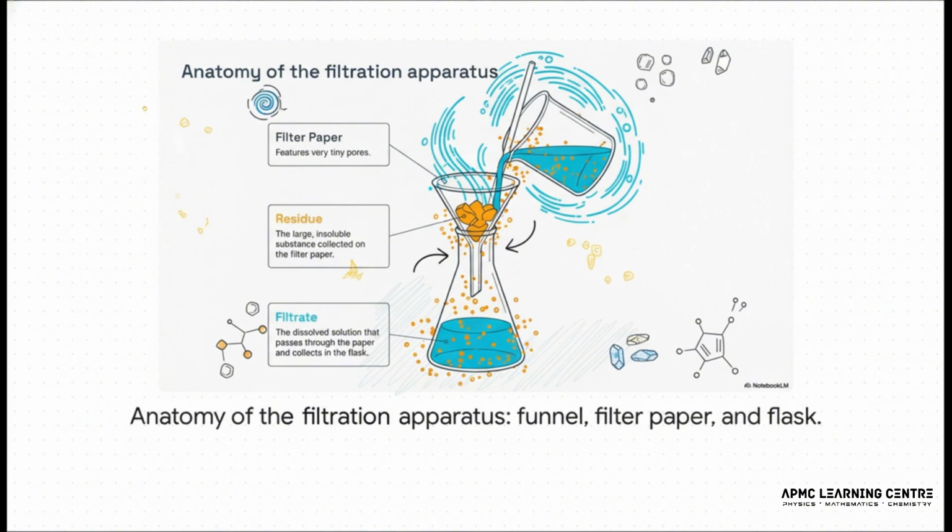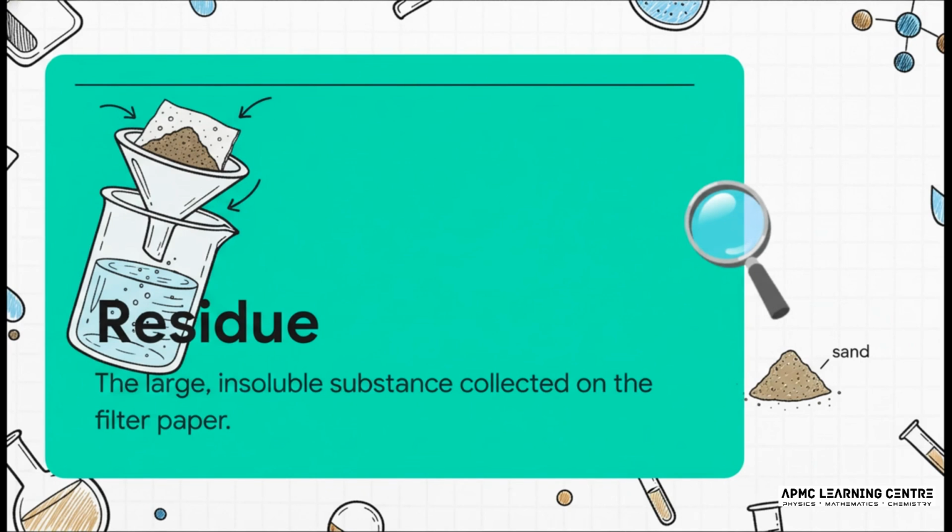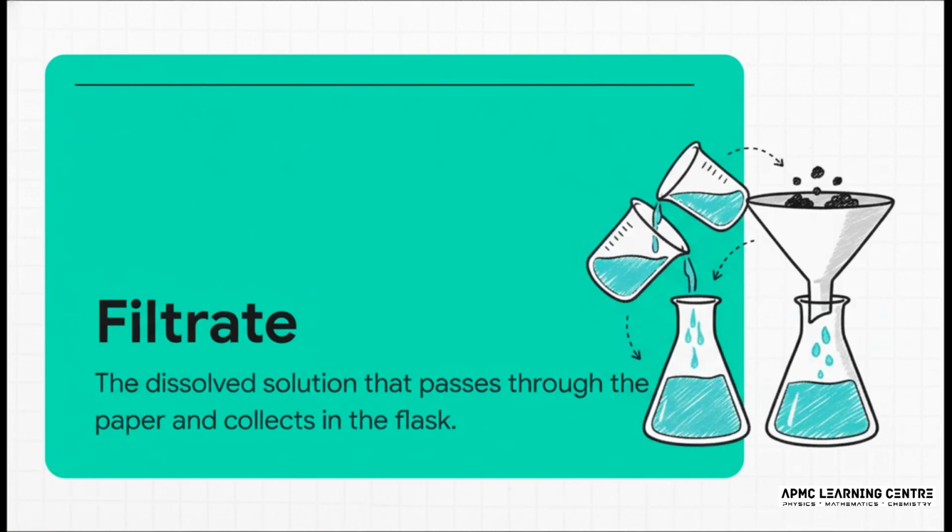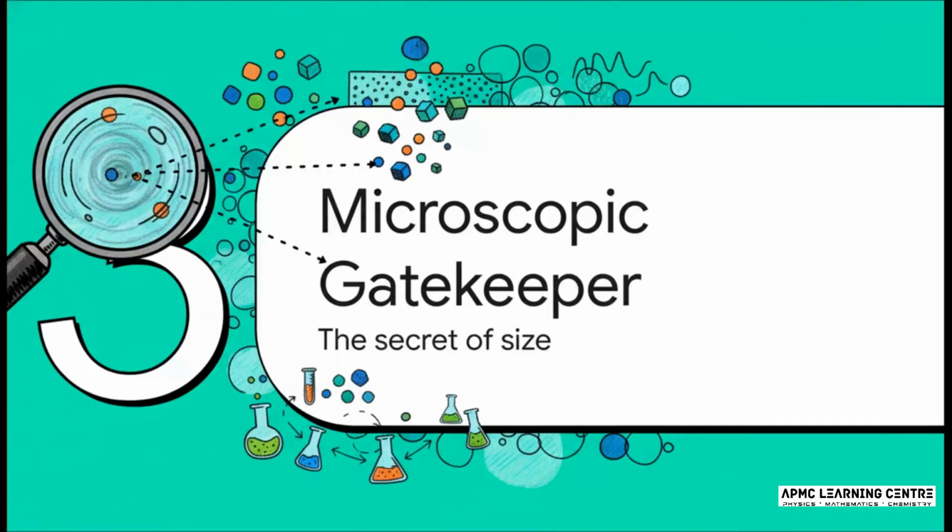Now, there are a couple of key terms for these two parts that we need to know. First off, the solid stuff that gets left behind on the filter paper, that's called the residue. In our example, that's the sand, and an easy way to remember it is that it resides on the paper. It stays put. And the liquid that actually passes through the filter, we call that the filtrate. So for us, that's the salt water. So let's recap real quick. Residue stays behind, filtrate goes through. Got it? Simple.